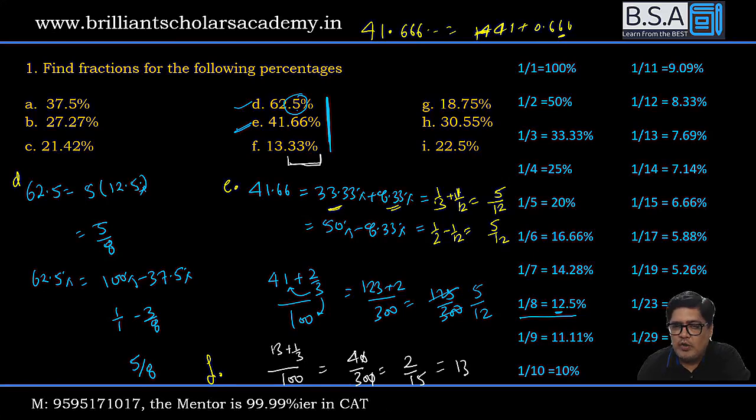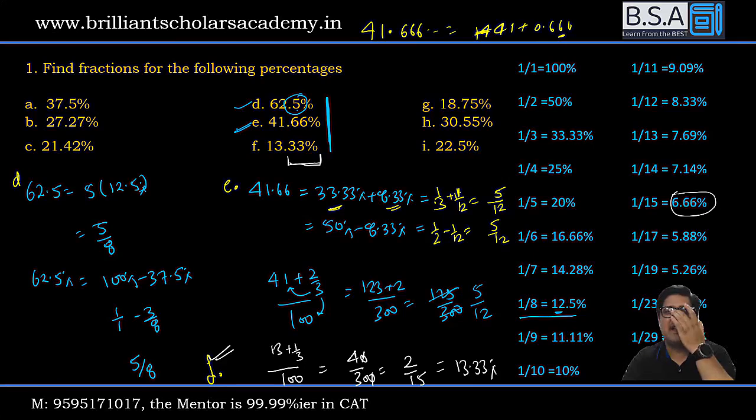So 13.33% is 2/15. It's 13.33333, double of this. Write all three, comment done. Now whenever you think percentage, it is very easy. See how small the variation is, and yet how many variations there are.